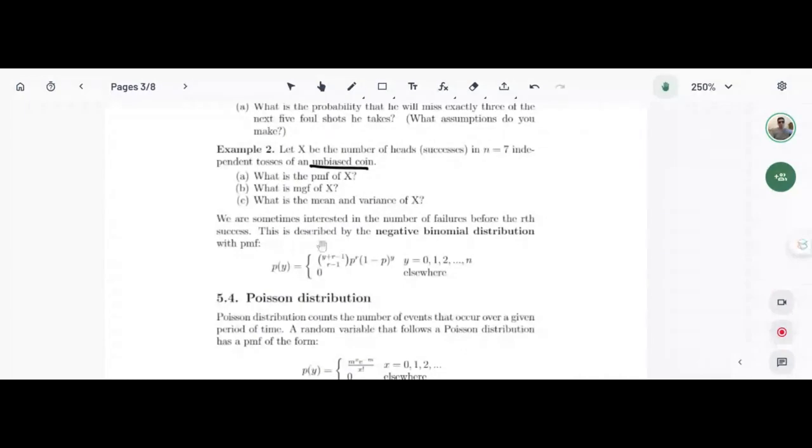What else? Sometimes you are interested in the number of failures before the r-th success comes out. Here you are supposing that the last one in the sequence is a success. In that case, you use the so-called negative binomial distribution. Its probability mass function is given by this.